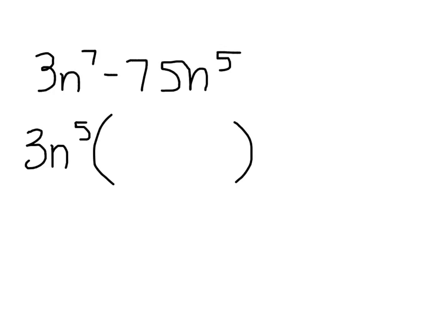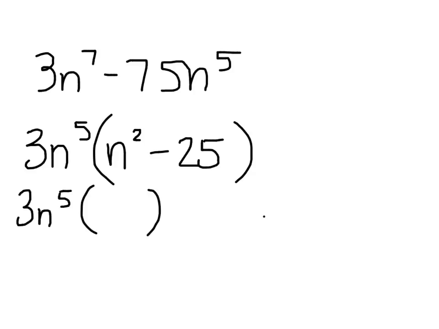So if I took a 3 and an n to the 5th out, what would I have left over? On the front part first, n squared. Then what? Plus or minus 25? Minus 25. And all the n's would be accounted for, right? Can that go further? Yeah. So 3n to the 5th was already done.